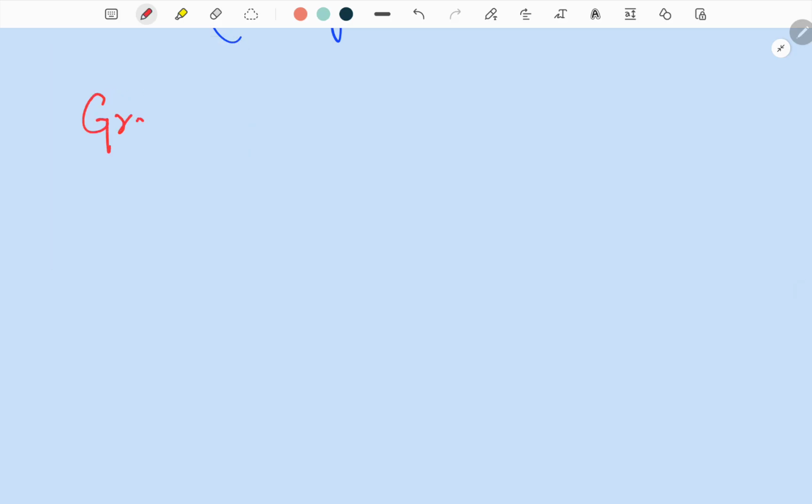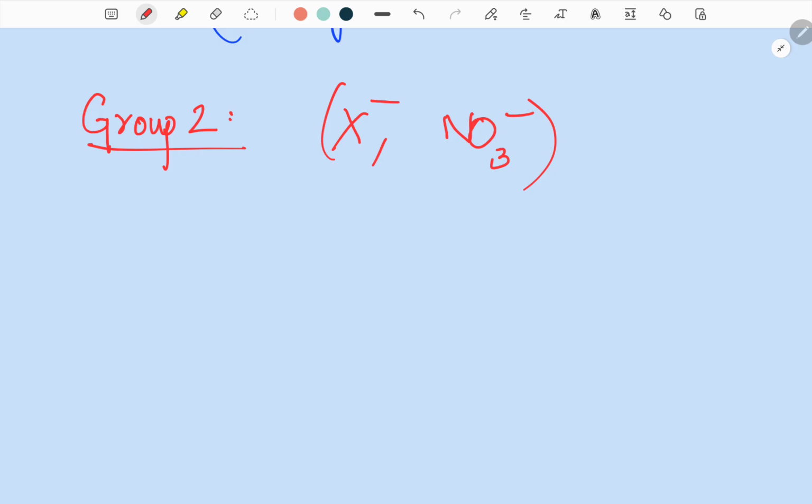So group 2, I have told you in group 2 we have the halides and we also have nitrate. So first let's do the halides. In the halides we only need chloride, bromide and iodide. We are not analyzing for fluoride. There is no fluoride salt in the lab. I don't think it will be there in any of the schools. So we are not going to analyze for fluoride because the reactions of fluoride salts are violent.